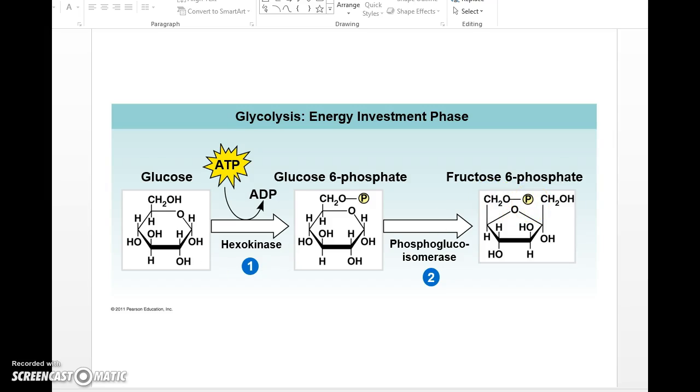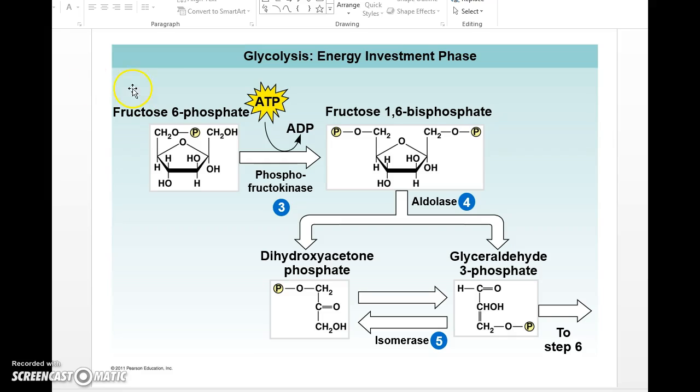The fructose 6-phosphate then takes in another phosphate. So another ATP is getting broken down into ADP, and that phosphate now binds on to the next carbon, or the first carbon I should say, forming fructose 1,6-bisphosphate. So this is the first carbon, this is the 6th carbon, 2, 3, 4 and 5. So this is fructose 1,6-bisphosphate.